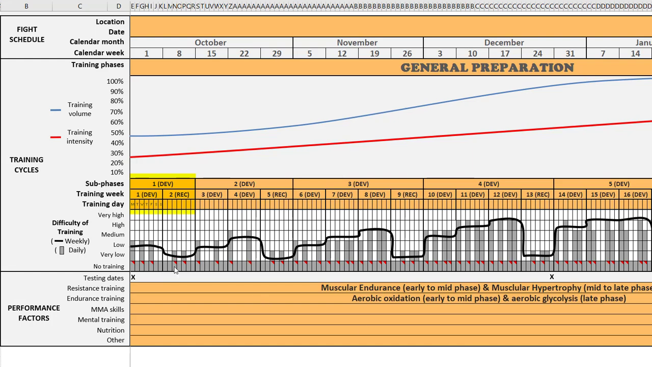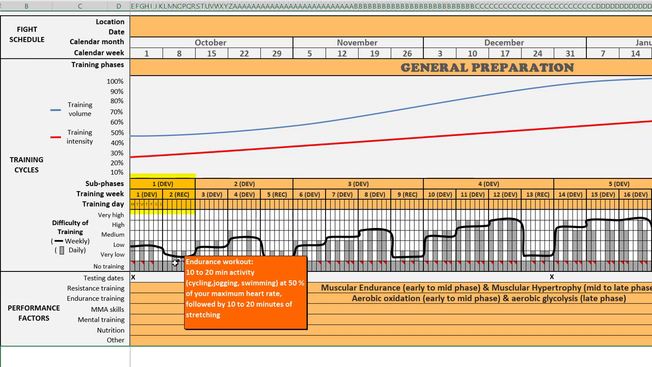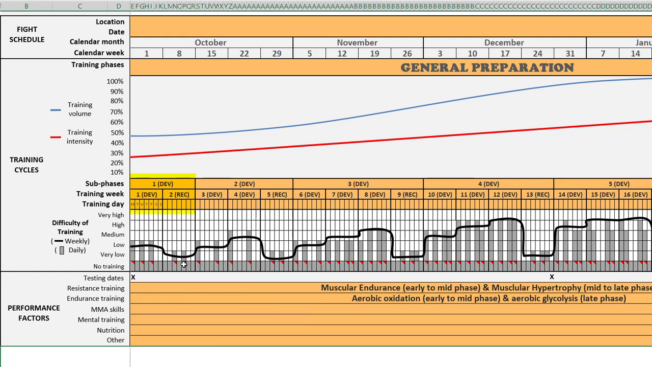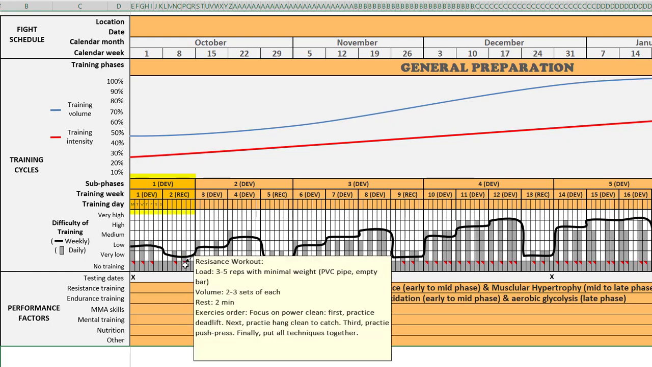So let's go back over and have a look here. The endurance session here features 10 to 20 minutes of light whole body activity. And then the resistance workout will focus on Olympic lifting techniques. And it's not a workout, you're just practicing technique. And this is going to be very useful as the program progresses. Everyone has technical deficiencies, and so there's lots of things that you can do for this recovery workout, and I think that this, in this fighter's case, was a perfect use of their time.